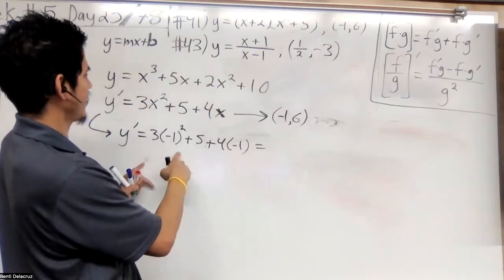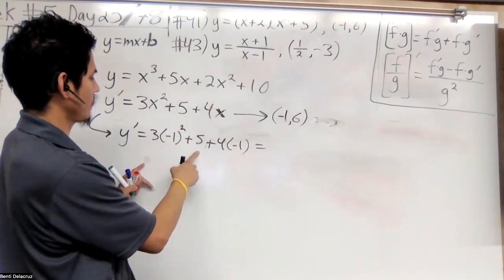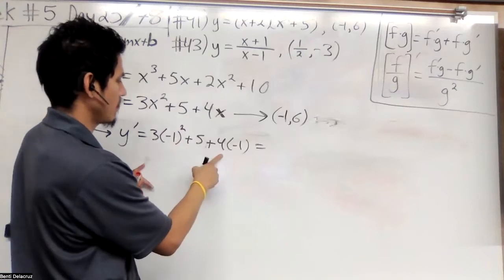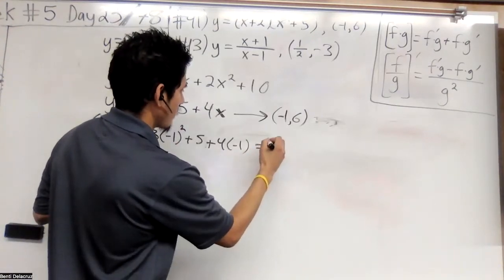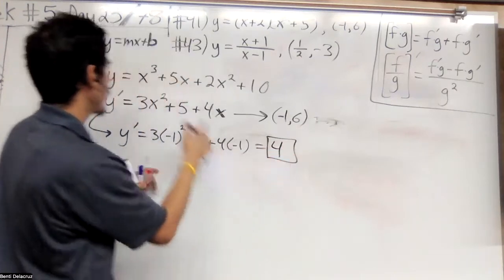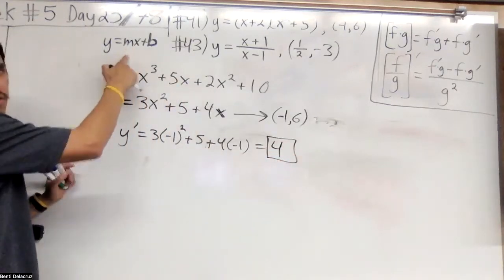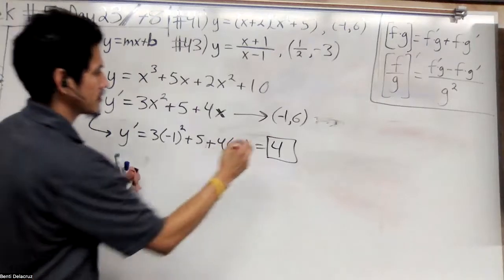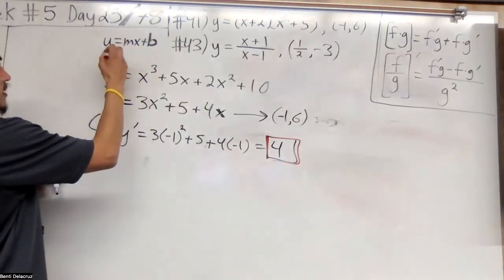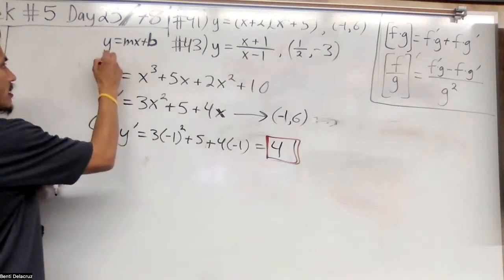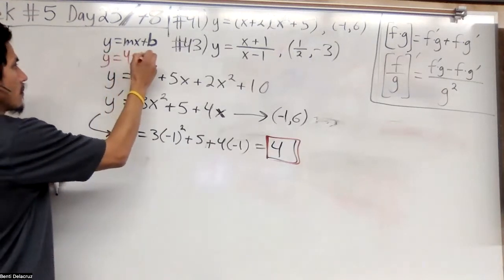Did I do that right? 3 plus 5 is 8, minus 4 is 4. Okay. So this 4 tells you what my m value is. It tells you what my slope is essentially. So this is like my m. So I can go ahead and write this now as y equals 4x plus b.